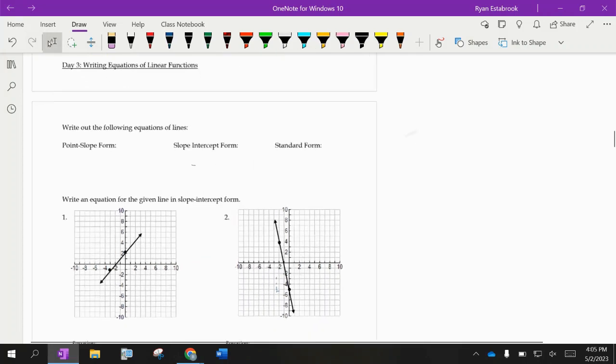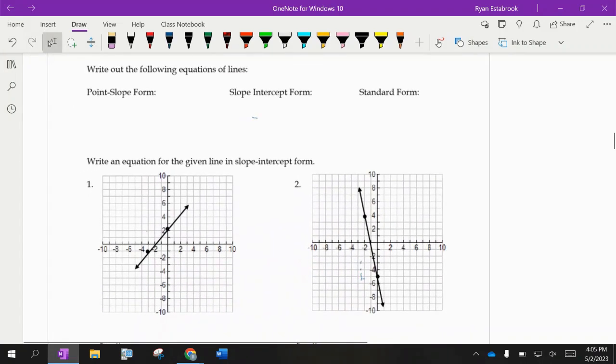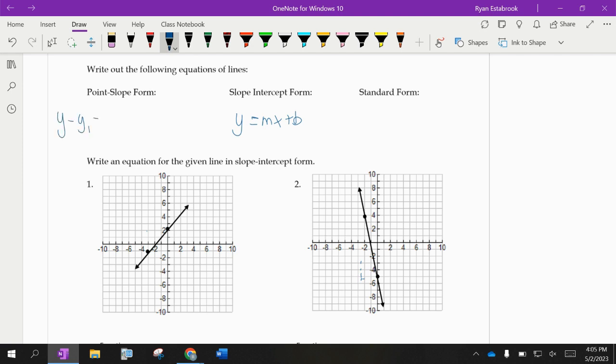Right, this is day 3 of our cornerstone unit, and we are writing equations of lines. And if you remember, the most basic equation we have is y equals mx plus b, and that is slope-intercept form. M is the slope, and b gives us the y-intercept, 0 comma b. Y minus y1 equals slope times x minus x1 is our point slope form.